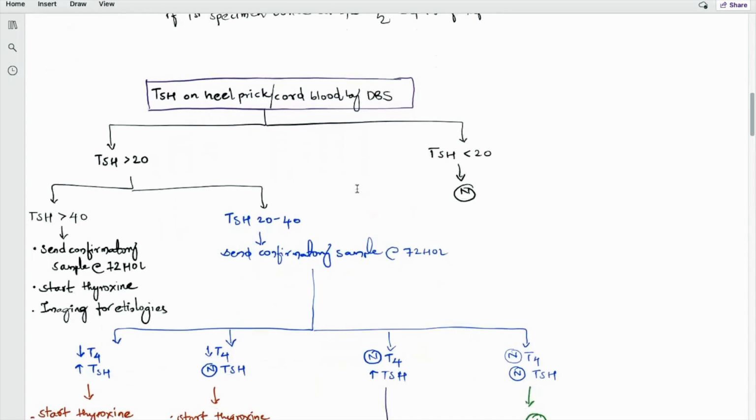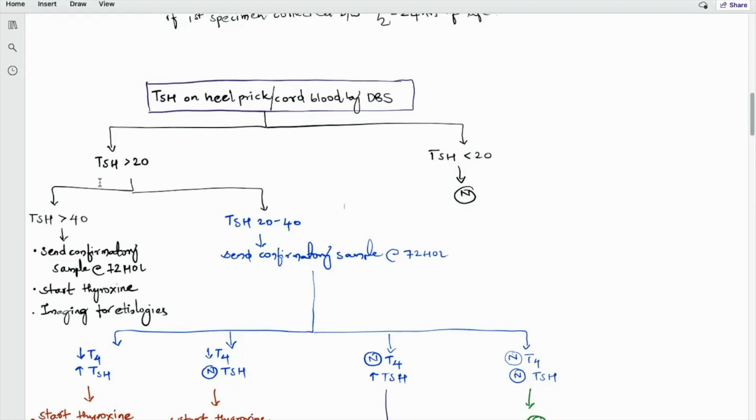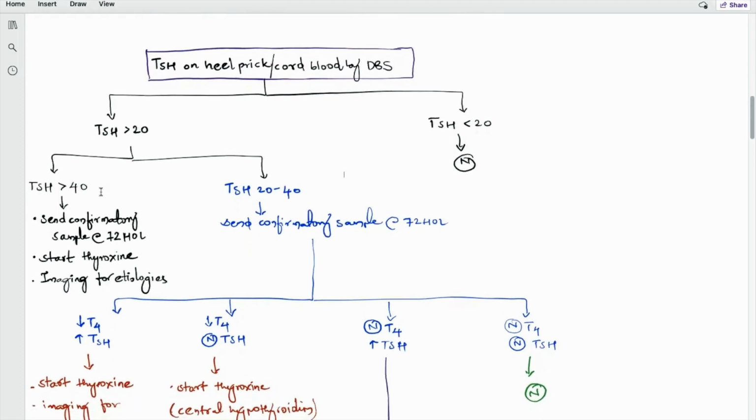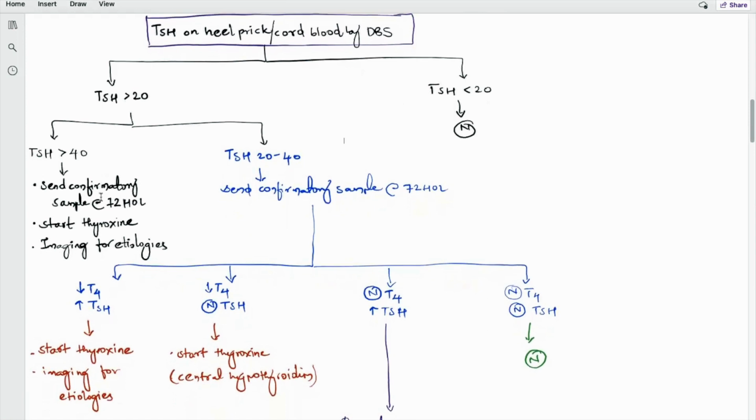Initially, when you collect a blood sample from cord for TSH, if it is less than 20, then it is called normal. If it is more than 20, you have to send a confirmatory sample at 72 hours of life. If the TSH is more than 40, you have to start thyroxine right there itself, and we should check for any imaging abnormalities.